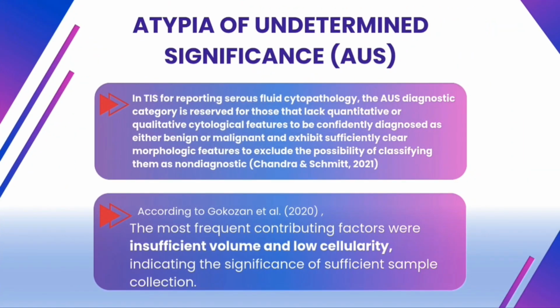Atypia of undetermined significance (AUS) is a diagnostic category for cases lacking quantitative or qualitative cytological features requiring clear morphologic evidence for diagnosis. Low cellularity and volume are common factors in AUS, requiring adequate sample collection and close inspection. Some AUS cases can be switched to NFM or MAL.